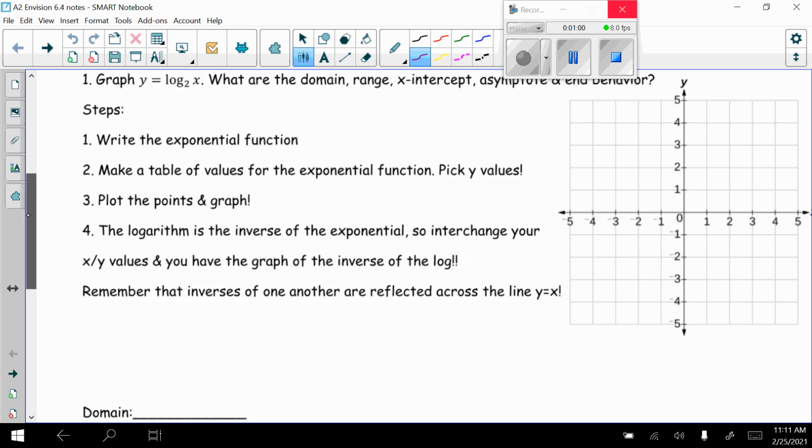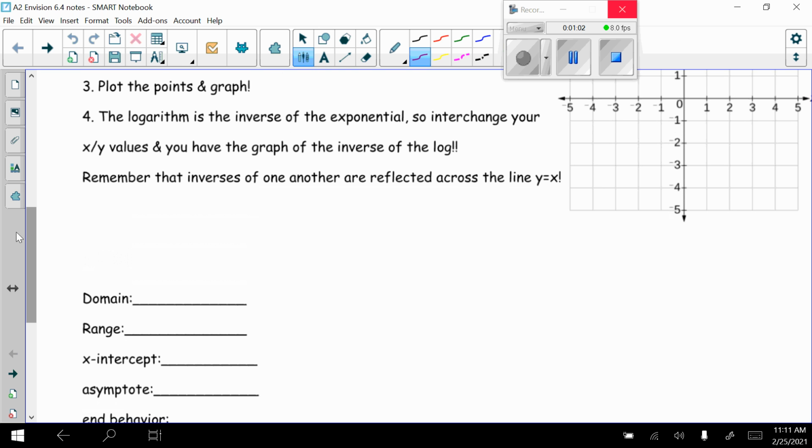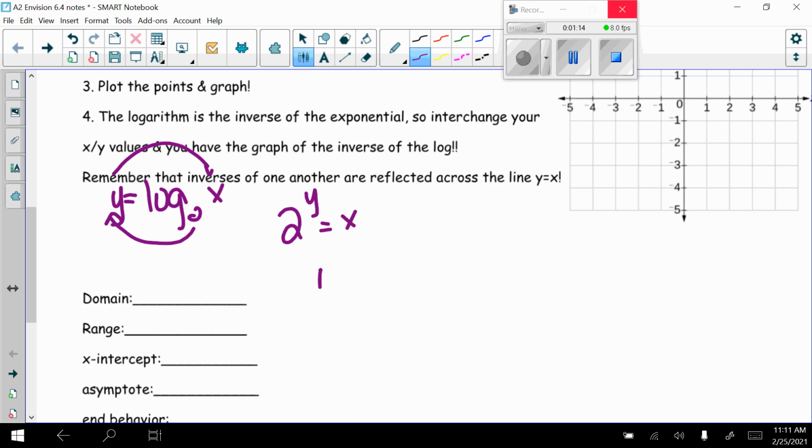Right? So we're going to start out writing out y equals log base 2 of x. We want to make the exponential function off that. So remember our circle of life. So we would get 2 to the y equals x. This is going to give us the graph of the logarithm. So x and y, we pick our y values.